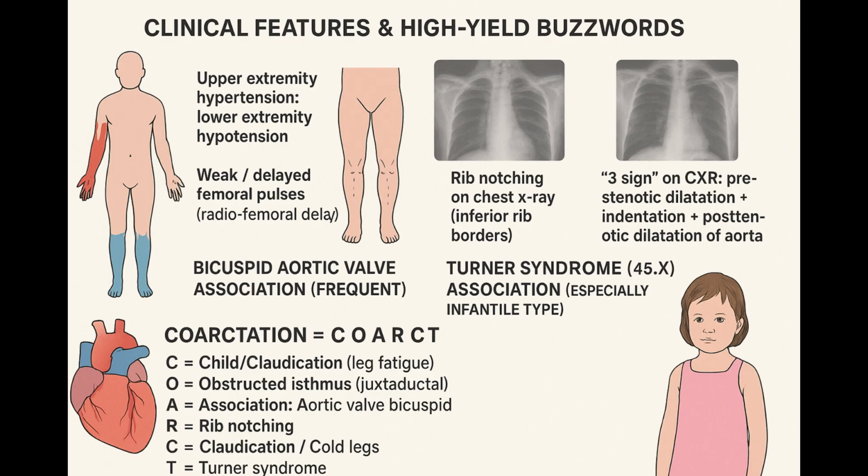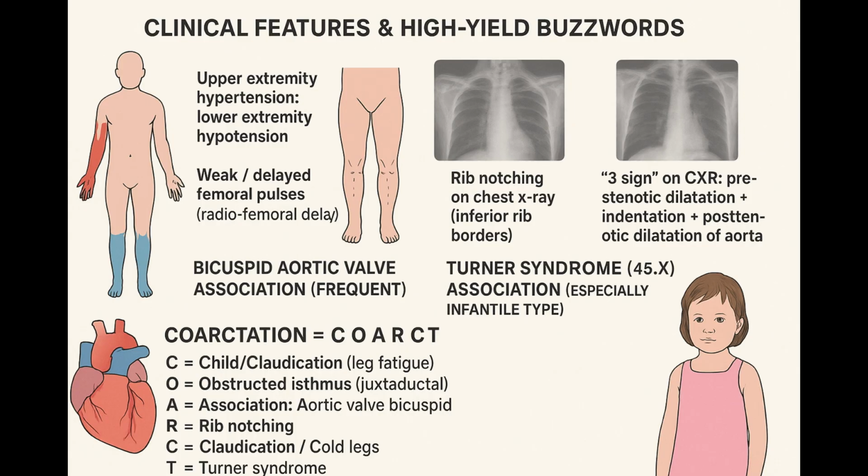This difference is called radiofemoral delay. Feeling the radial and femoral pulse simultaneously, the femoral one feels weaker and later. A fundamental physical exam finding. And the amazing imaging clue you can sometimes see on a chest X-ray: rib notching. It's quite striking when you see it.